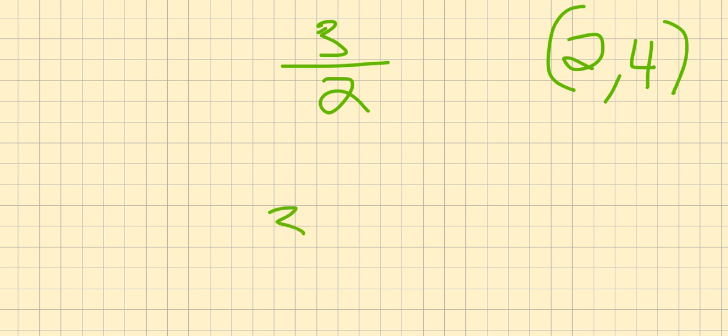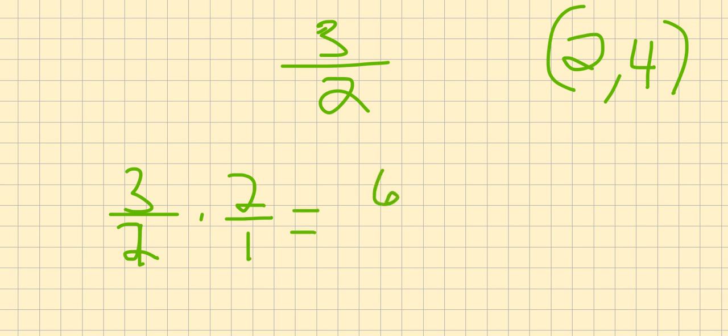3 over 1. You're multiplying the numerator. Excuse me. Let's draw. Let's multiply 3/2, which is 3 over 2 times 2 over 1. And now you're just going to multiply straight across. 3 times 2 is 6. 2 times 1 is 2. And 6 divided by 2 is going to give you 3.